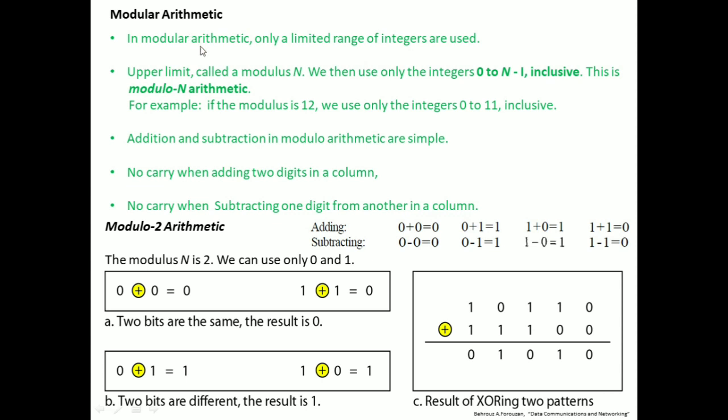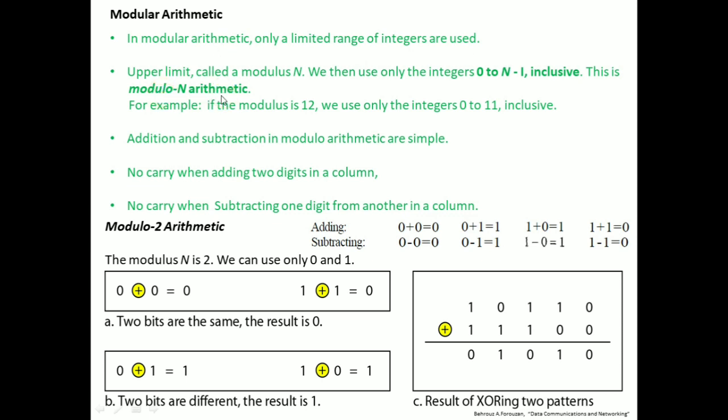In modular arithmetic, we will be using only a limited range of integers. Here we will be using an upper limit called modulus n. When we are saying that we are using a modulus n, then we will be using only the integers in the range 0 to n minus 1 inclusive. When we are using the integers 0 to n minus 1 inclusive, then this arithmetic is called modulo n arithmetic.